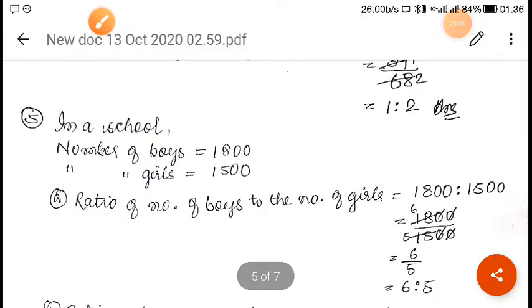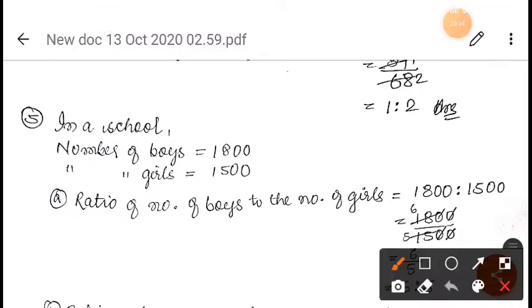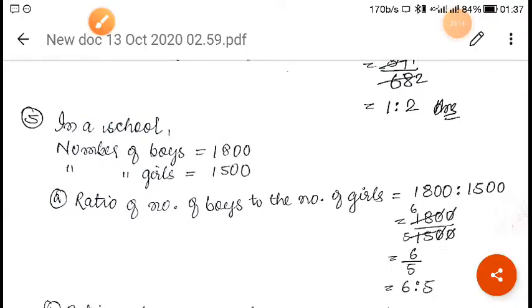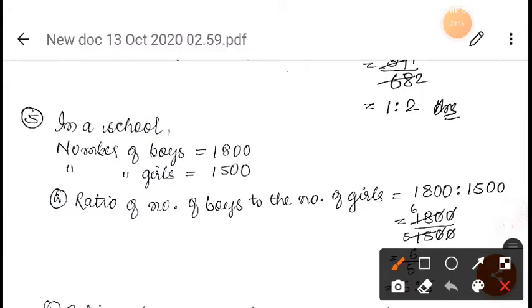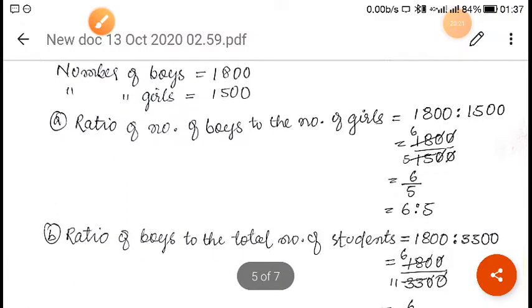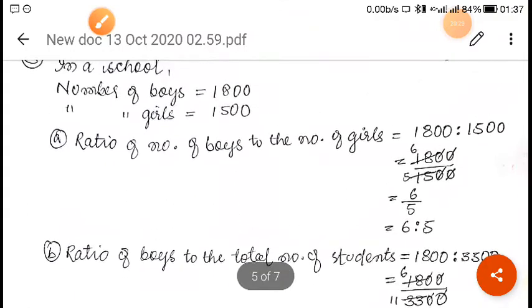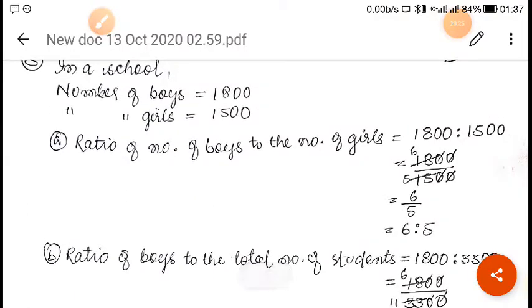Now again, the next question is: in a school, the number of boys is 1800, okay? And the number of girls is 1500, right? In the first question, question number 5A, what have they asked? They have asked to find out the ratio between the number of boys and the number of girls.